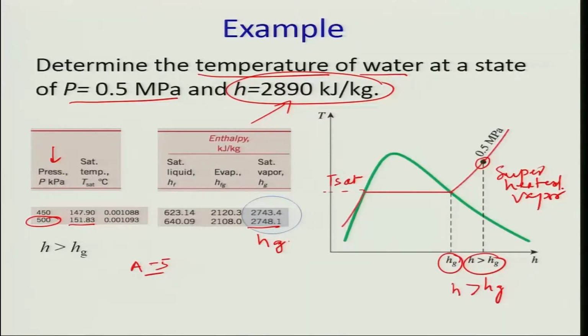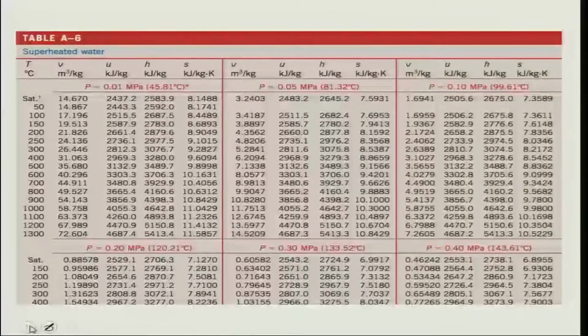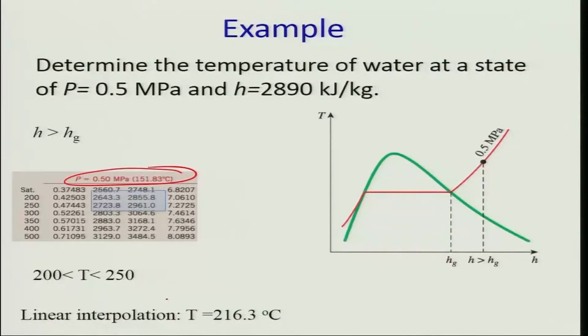Now what you need to do in order to find the temperature? You have to go to another table which lists all the properties for superheated water. Okay, and you look at it, and you will find somewhere the case of P equal to 0.5 megapascal. So now you look again at this table very carefully.